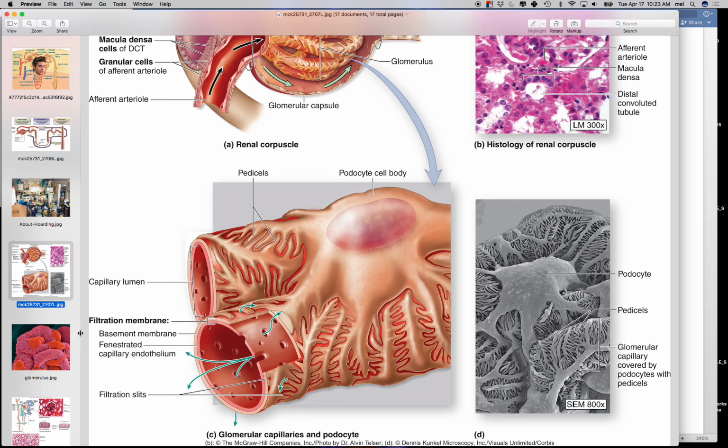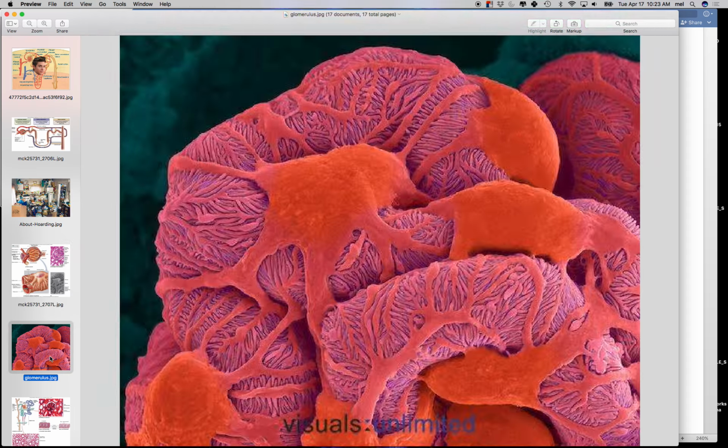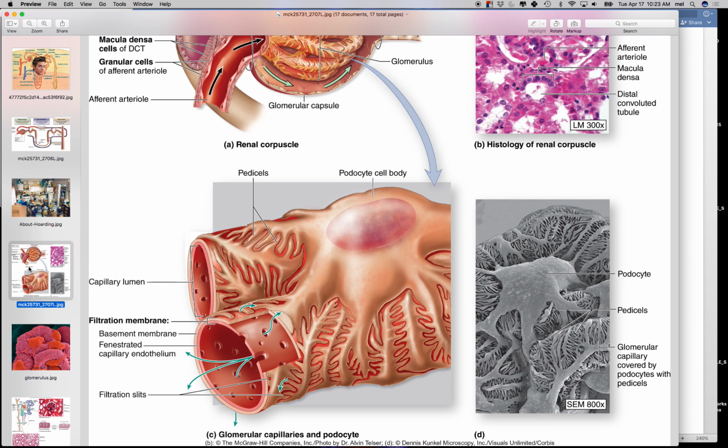So this is the inner layer of Bowman's capsule. That's kind of a cool picture of it. This one's even cooler because it's colorized. This is a scanning electron micrograph of the inner layer, like covering. So basically, I have a bunch of surface area, I'm very porous, and then one other little tweak.